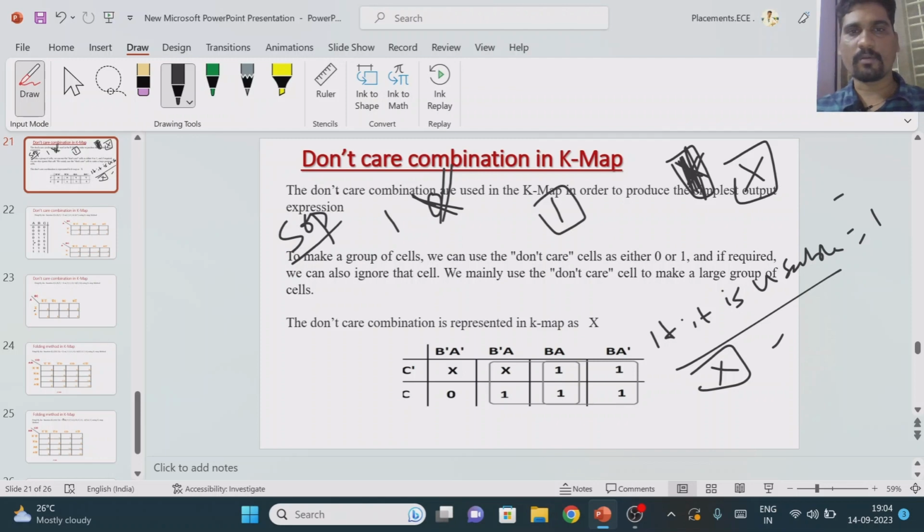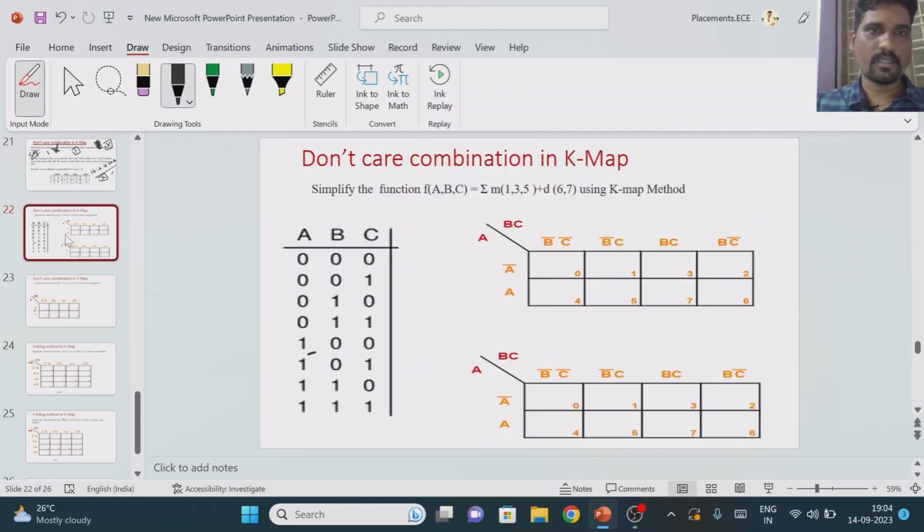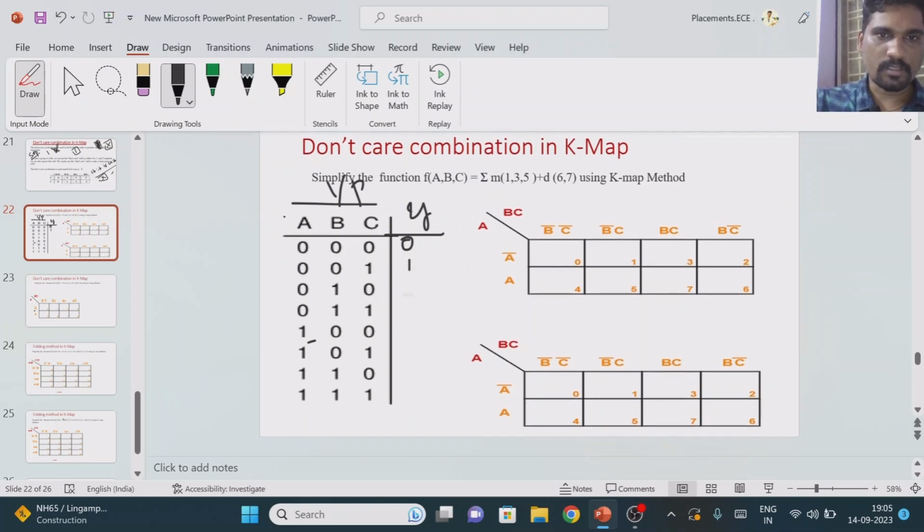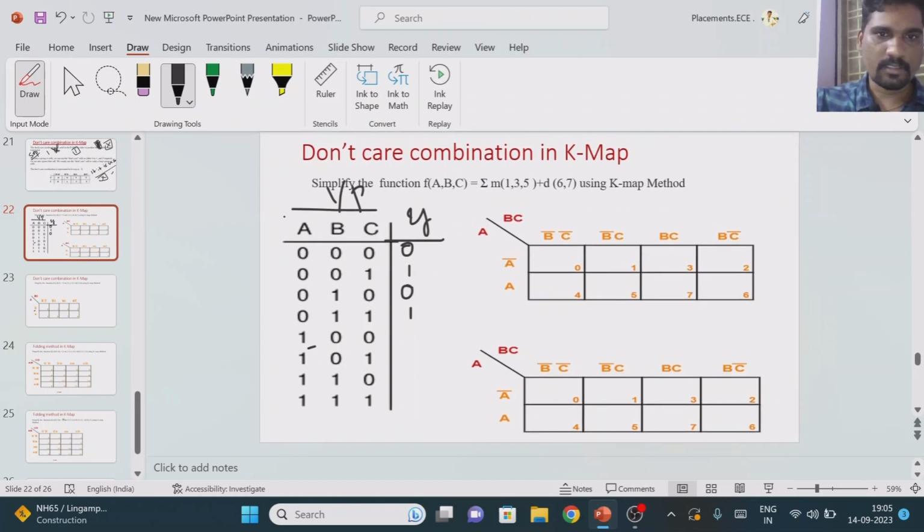Now we will see a problem so that you have a clear idea regarding this, right? So for example, here I have taken 3 inputs. Let this be input values A, B, C. I'm going to take some random output values: 0, 1, 0, 1, 0, 1. These are either SOP or POS function, right? I'm just going to write the output as a cross.